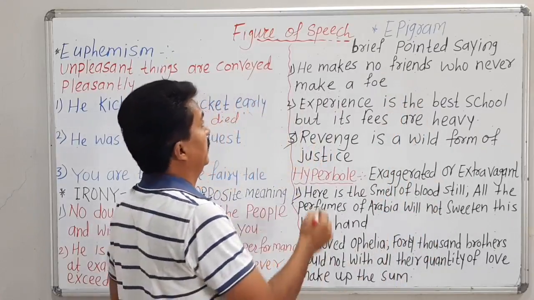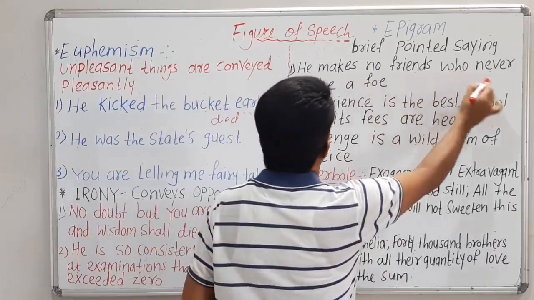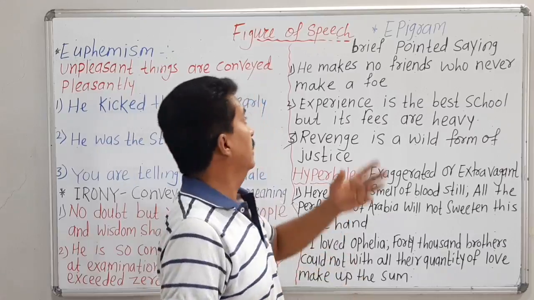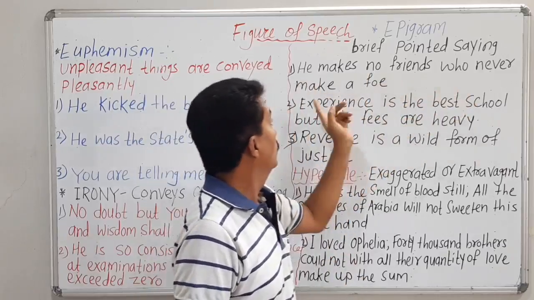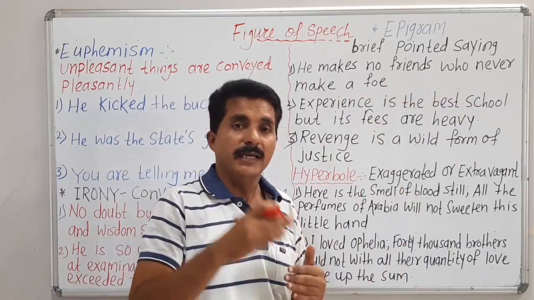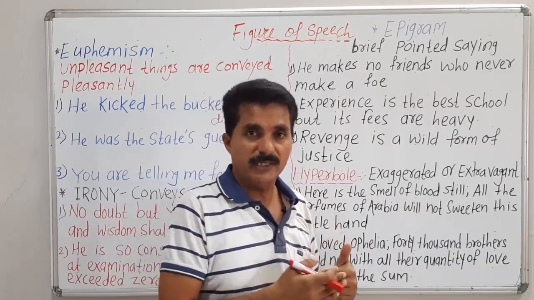For the first example, he makes no friends who never makes a foe. So suddenly we get surprised. Wow, what an example. He makes no friends who never makes a foe. So it is quite natural that only that person has enemies who makes friends, isn't it?